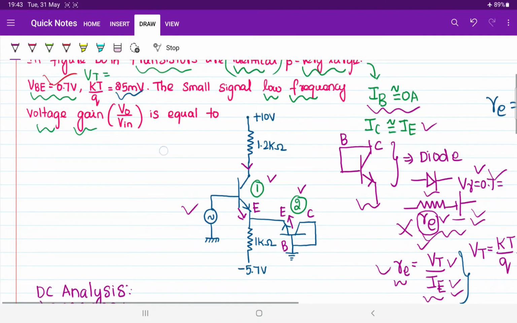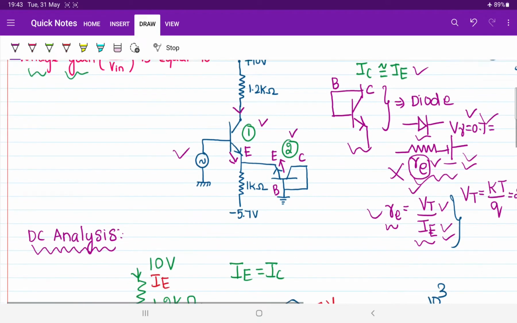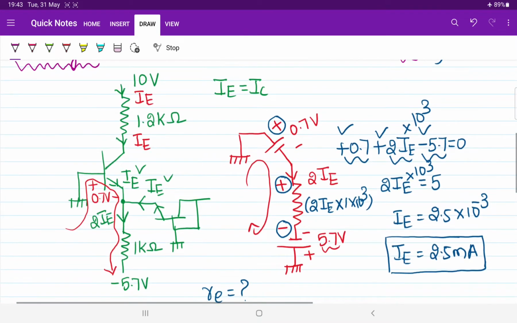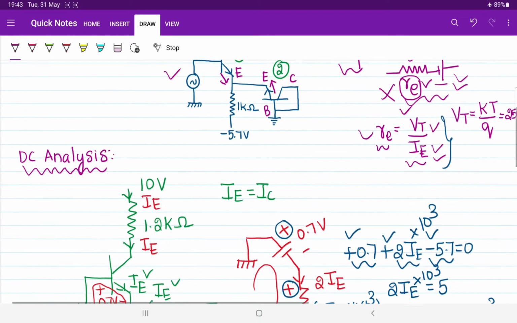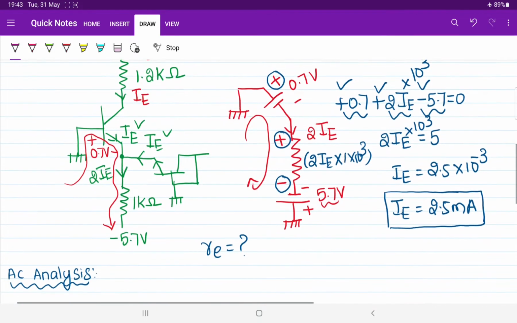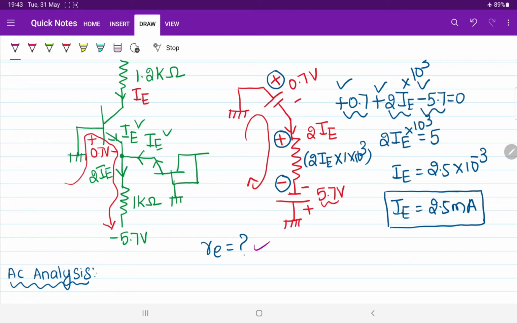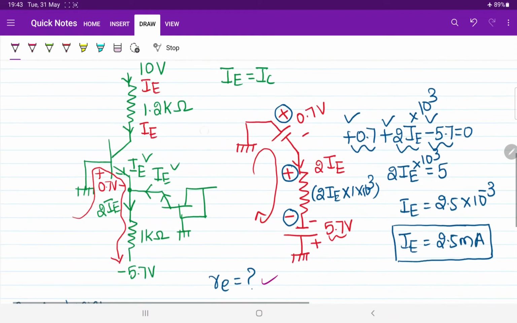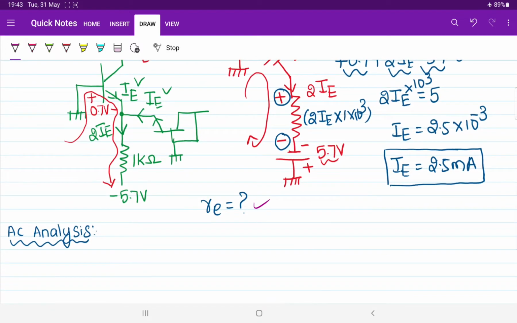So in the last class we saw for this question how to do AC analysis and why we are doing AC analysis, right? First of all, in the last class we did DC analysis to calculate the value of RE. I haven't started AC analysis yet, but I told you why we are doing DC analysis when we are solving the question in AC analysis.